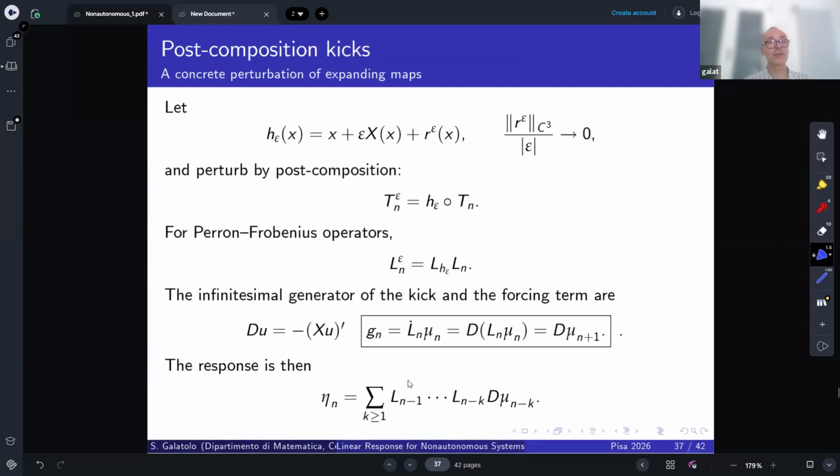And then from the exponential loss of memory, if you suppose that now you are perturbing the maps by composing with a small diffeomorphism driven by a certain vector field that tells you how you move a little bit things in your circle, then you can prove linear response in this case.